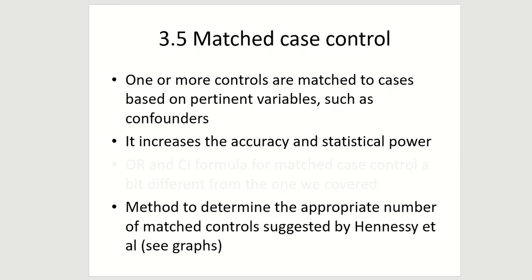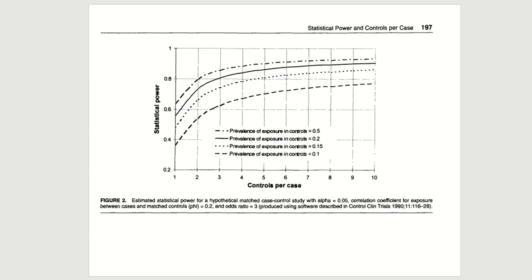I'm going to skip this, which talks about matching, and go directly to this one, which is exactly what I was talking about. This is coming from a publication, on statistical power and controls per case. On the x-axis, you have the controls per case: do I get 1 control per case, 2, 3, 4, 5, all the way up to 10 controls per case? On your y-axis, you have your power.